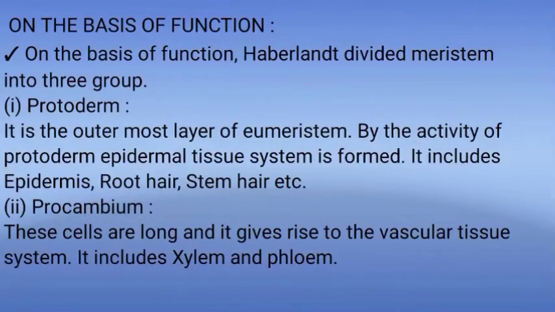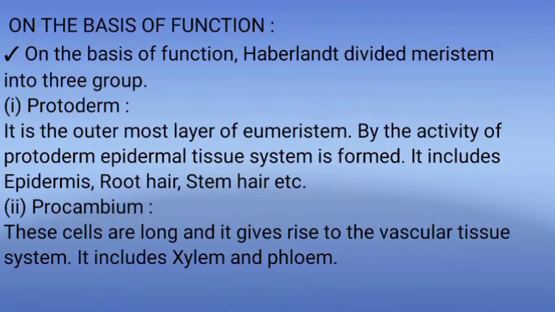Next topic is types of meristem on the basis of function. On the basis of function, the scientist Haberlandt divided meristem into three different groups. Number 1, protoderm. Number 2, procambium. Number 3, ground tissue. Number 1, protoderm. It is the outermost layer of eumeristem.